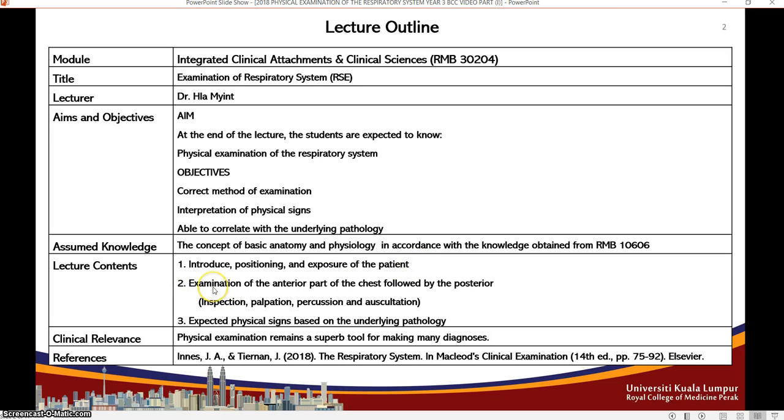2. Examination of the anterior part of the chest, followed by the posterior, which includes inspection, palpation, percussion, and auscultation. 3. Expected physical signs based on the underlying pathology. This is the reference textbook, Macleod's Clinical Examination, 14th edition, 2018.